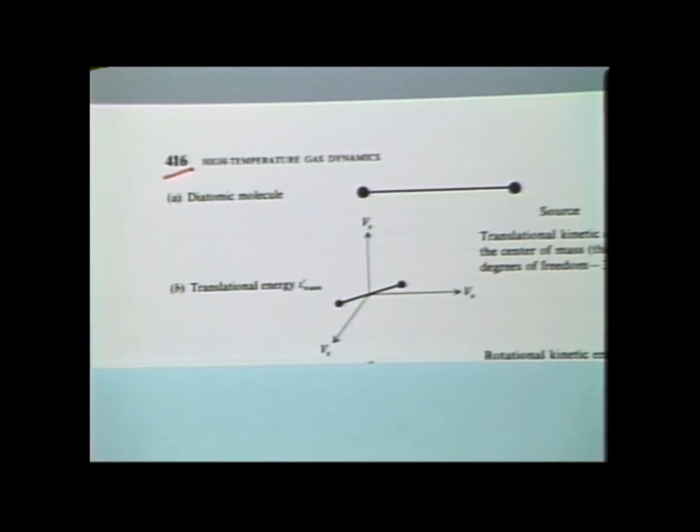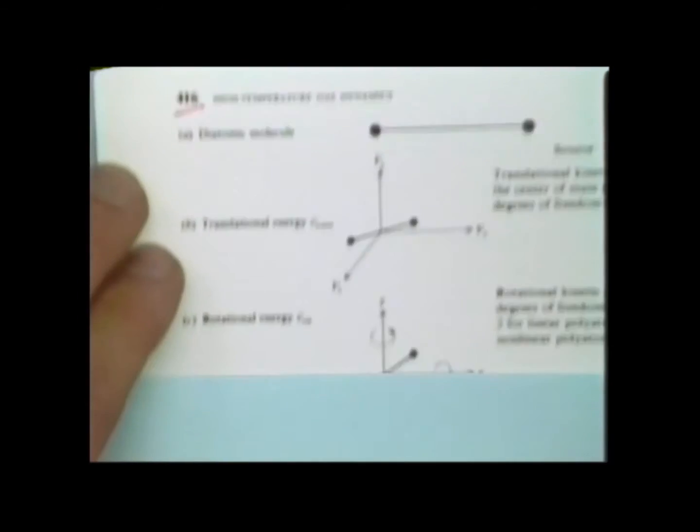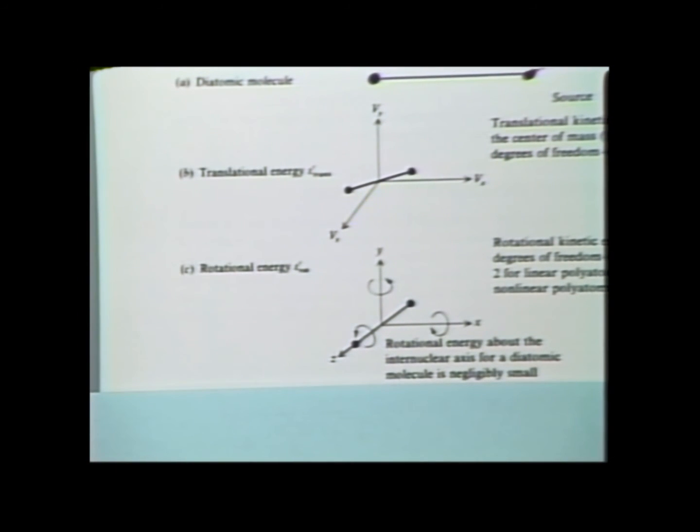Now, look back to me for a minute. Here's this pen. This is our diatomic molecule. At the same time it translates around in space, it can also rotate. It can be rotating as it's translating. Therefore, this diatomic molecule has rotational energy.